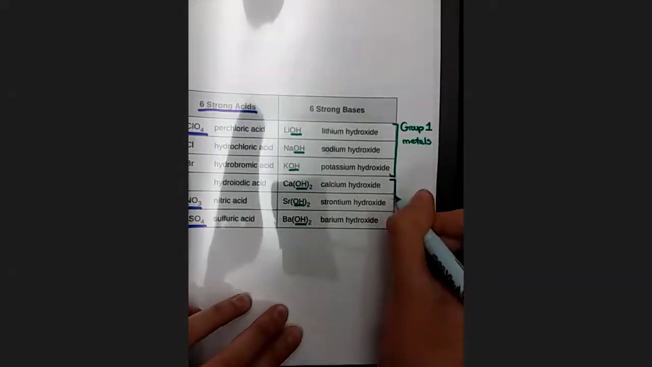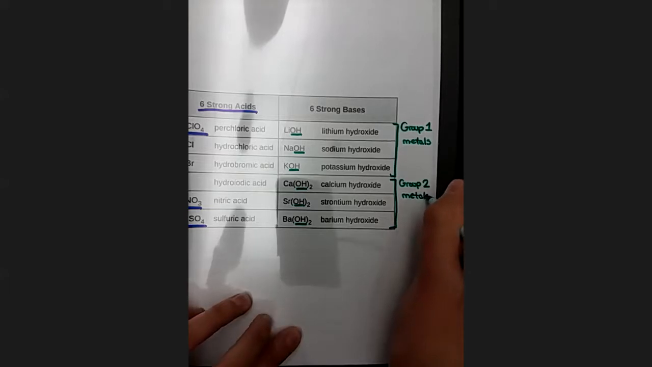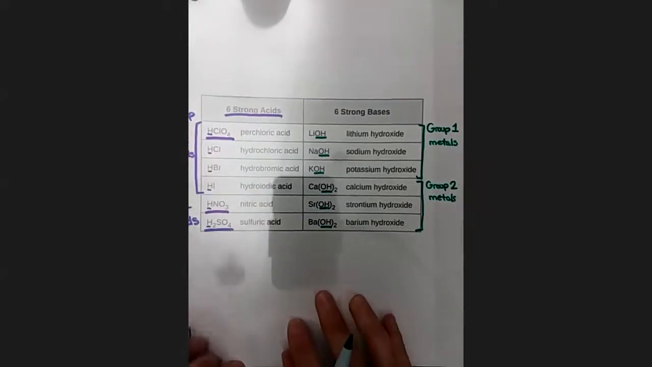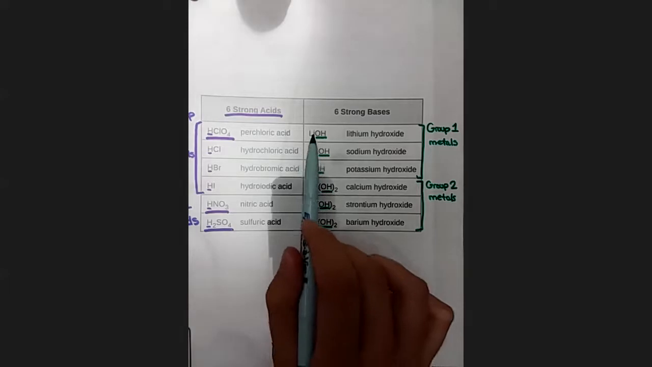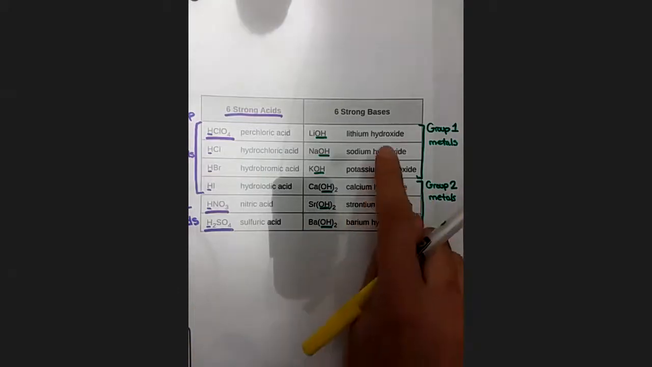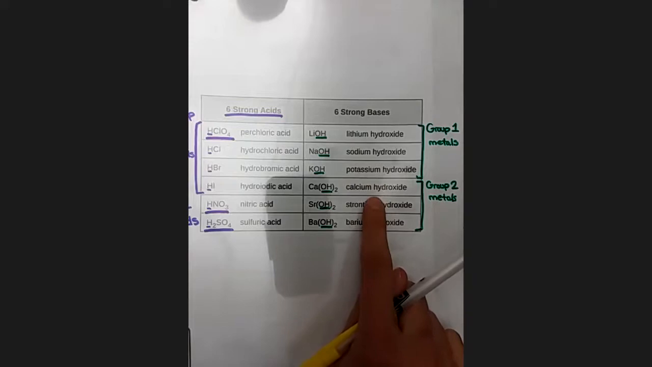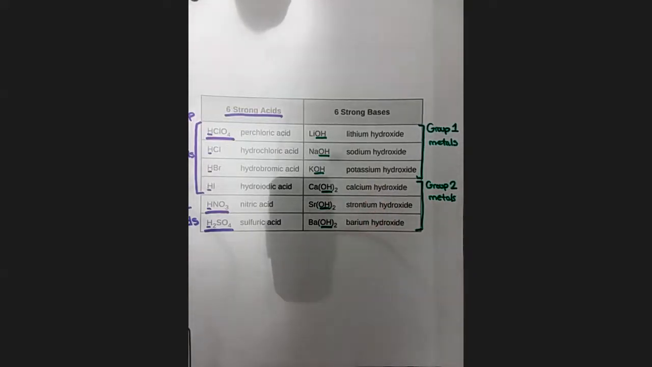And down here, these 3 are from group 2, and they're also metals. So all of the strong bases are made up of group 1 or 2 metal hydroxides. And you'll want to memorize these as well. These are called lithium hydroxide, sodium hydroxide, potassium hydroxide, calcium hydroxide, strontium hydroxide, and barium hydroxide.